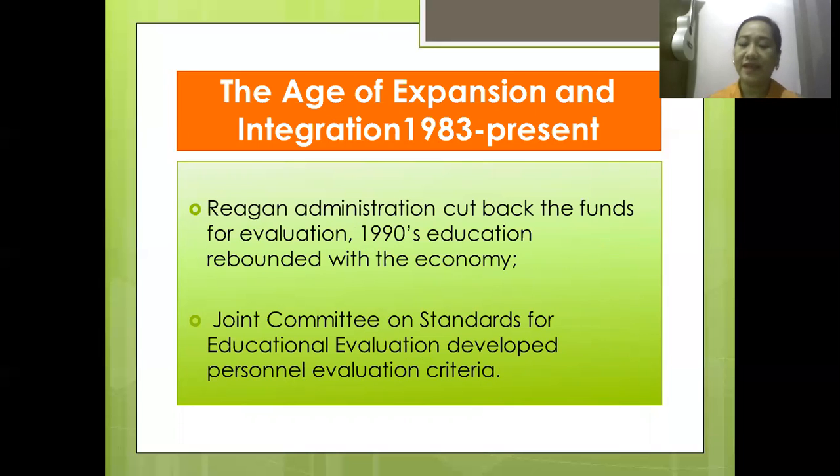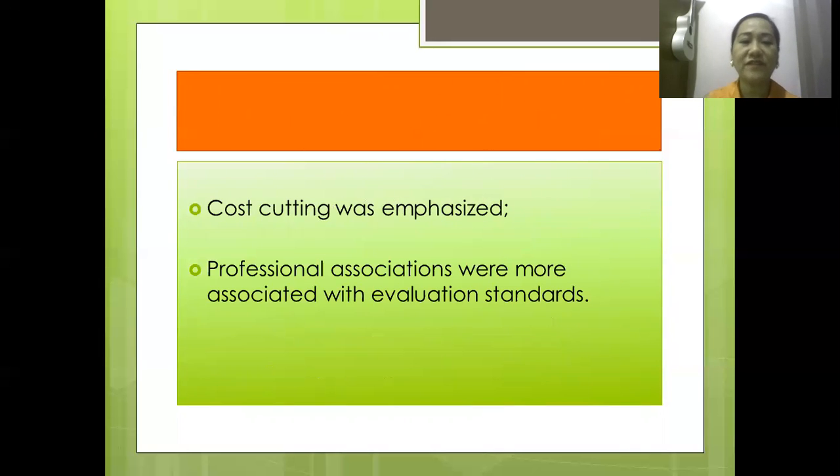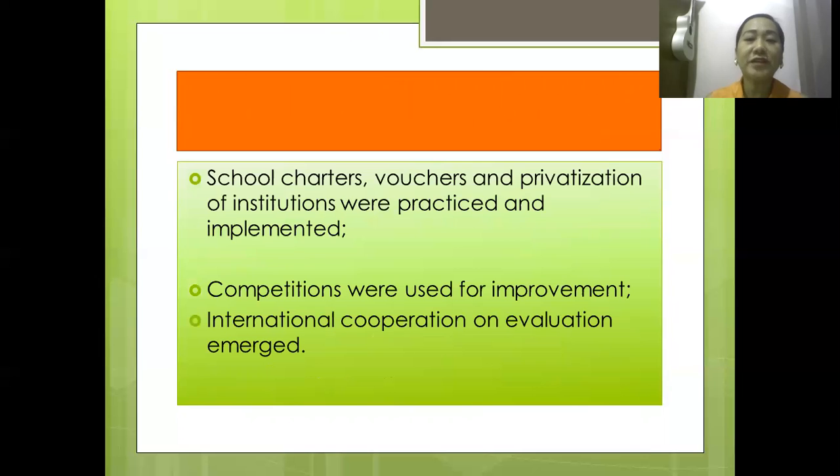And now the last one, which we are enjoying right now, is the age of expansion and integration, which started in 1983 up to the present. In the USA, the Reagan administration cut back the funds for evaluation. In the 1980s, education rebounded with the economy. The Joint Committee on Standards for Educational Evaluation developed personnel evaluation criteria. Cost cutting was emphasized. Professional associations were associated with evaluation standards. School charters, vouchers, and privatization of institutions were implemented. Competition was used for improvement. International cooperation on evaluation emerged.